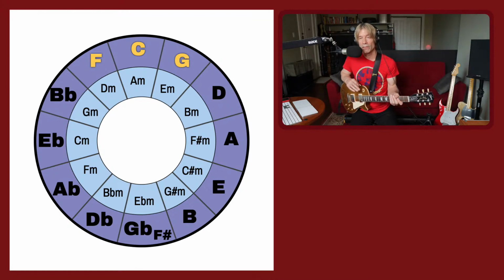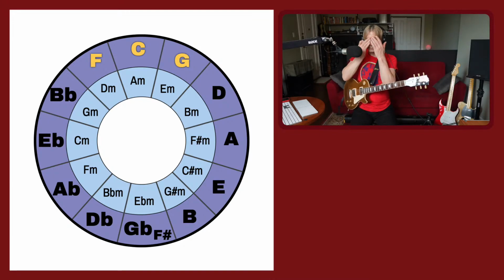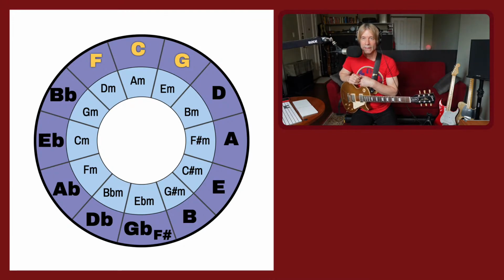And why does the F come before? Because the F is the fourth away. So the circle of fourths would go counterclockwise. And yeah, hopefully that answers your question.